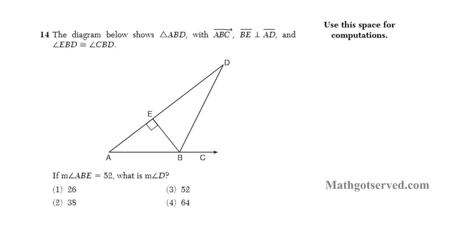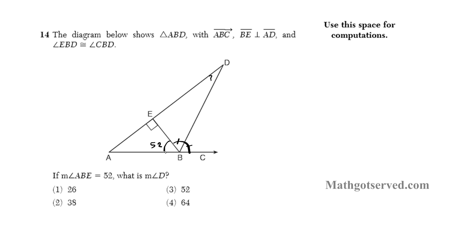So let's indicate that angle EBD, that's this angle right here, is congruent to angle CBD, this angle right here. So these two angles are congruent. All right, if the measure of angle ABE, this angle, is 52, what is the measure of angle D? So we have to find that angle right there.